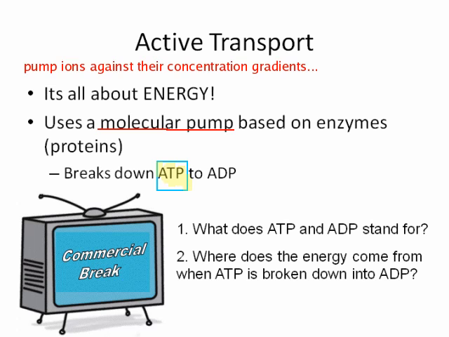ATP is going to supply the energy for this pump to move the ions in the direction that it needs them to go. And again, as we already know, when we break ATP down, when we break that third bond, between the second and the third phosphate group, once we release that third phosphate group, we create ADP, adenosine diphosphate.